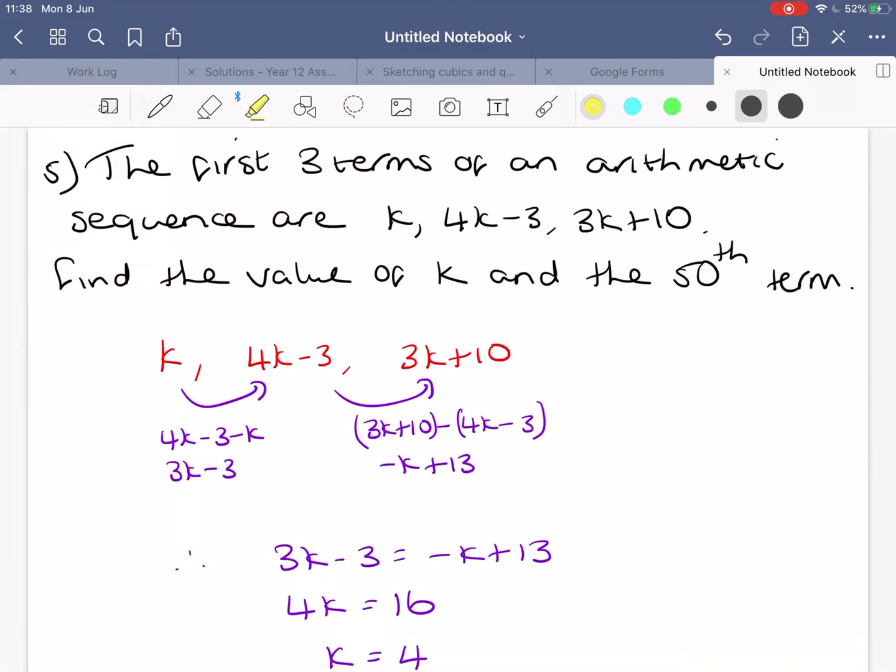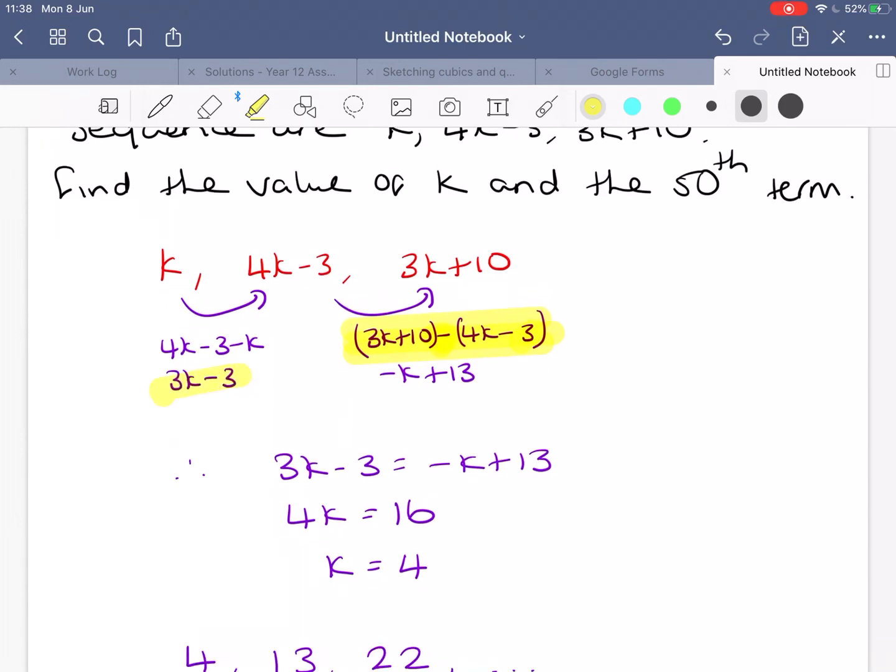And the final one, and this is where you've got to be careful with this one, because if you accidentally did this double negative here, you'd have got a k that was something like 2.5 or something, I can't remember exactly, but it's not an integer. But again, you know that they have a common difference, so you can set up the 3k minus 3 is the same as minus k plus 13 to get your k equals 4.